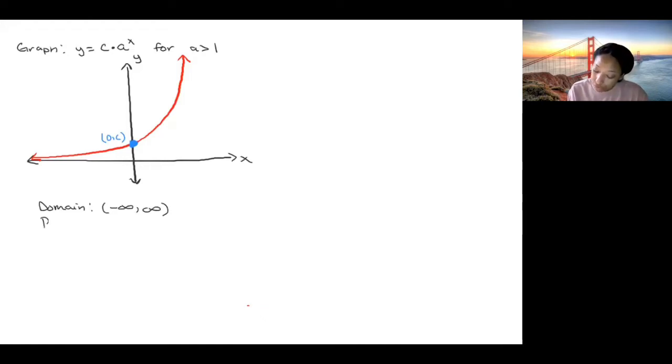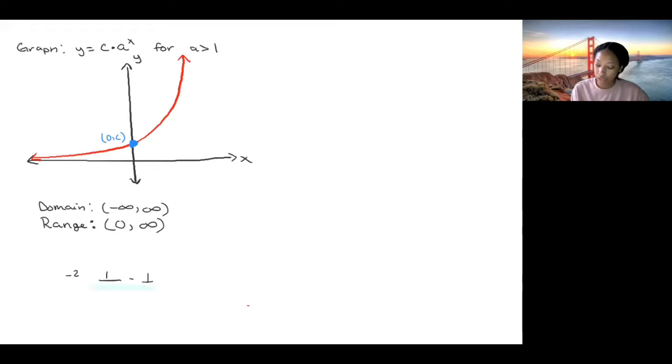However, for the range, let's think about this. We're taking a positive number and raising it to different powers. Is it possible to take 2 and raise it to a power and get a negative number? No, it's not. Even if you raise 2 to a negative exponent, 2 to the negative second power, that's just 1 over 2 to the second power, which is 1/4. It's a small number, it's a fraction, but it's still positive. Because of this, our range, or our outputs, I should say, can never be 0 or negative for these types of functions. So we have 0 to infinity for the range.